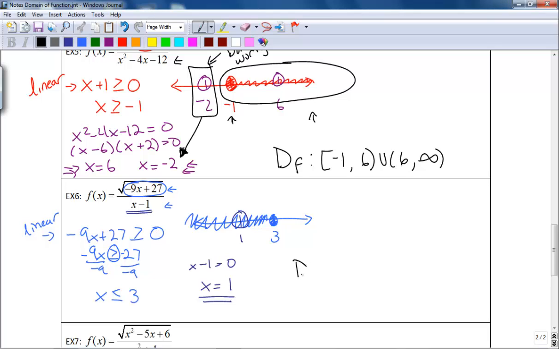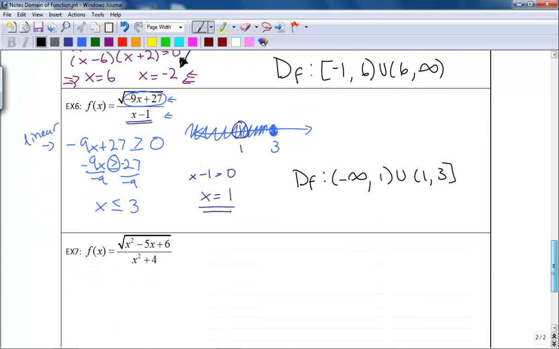Well, the domain of this function, if I start off to the left, the very left is shaded, which makes it -infinity. I'm going all the way to 1. I have to stop there with a parentheses, union, pick back up at 1 with a parentheses, all the way to 3 with a bracket. So the domain of this function is -infinity to 1, union 1 to 3.